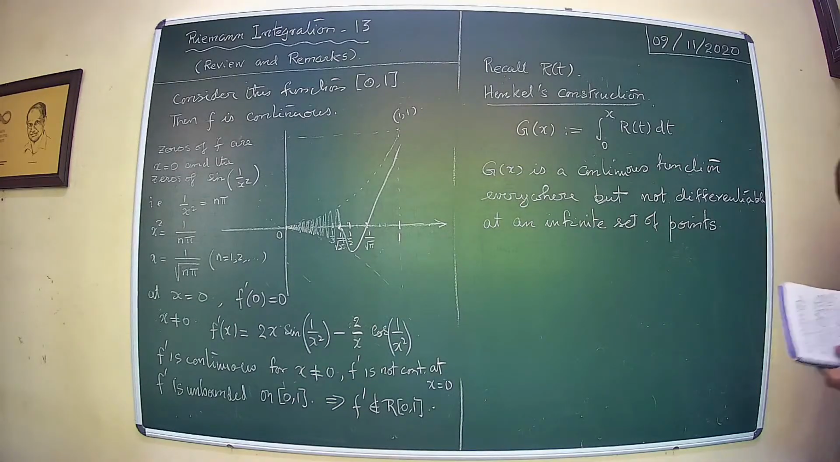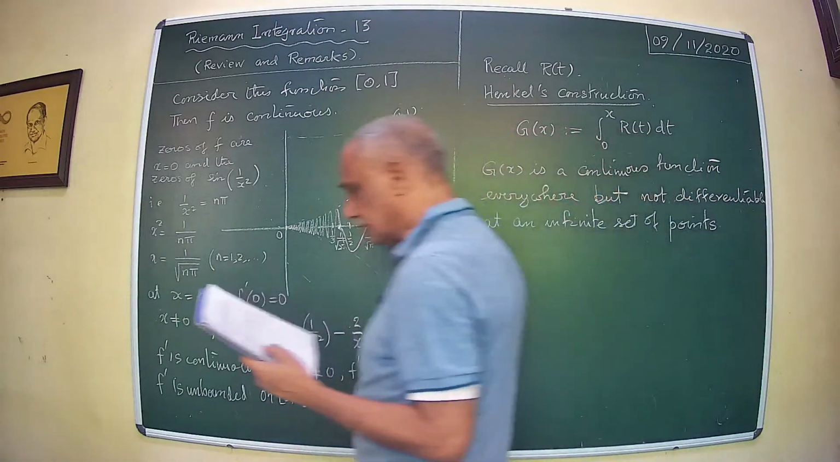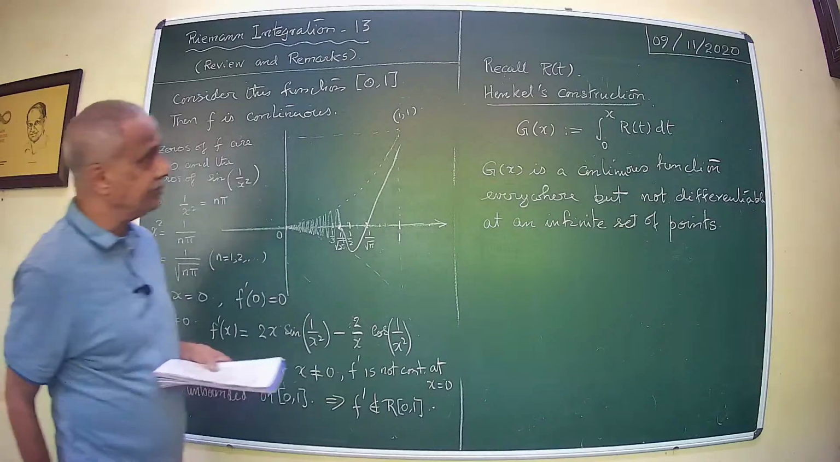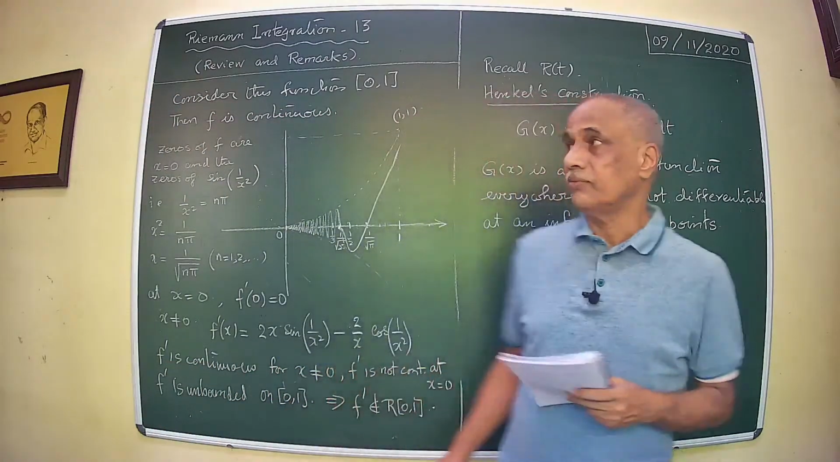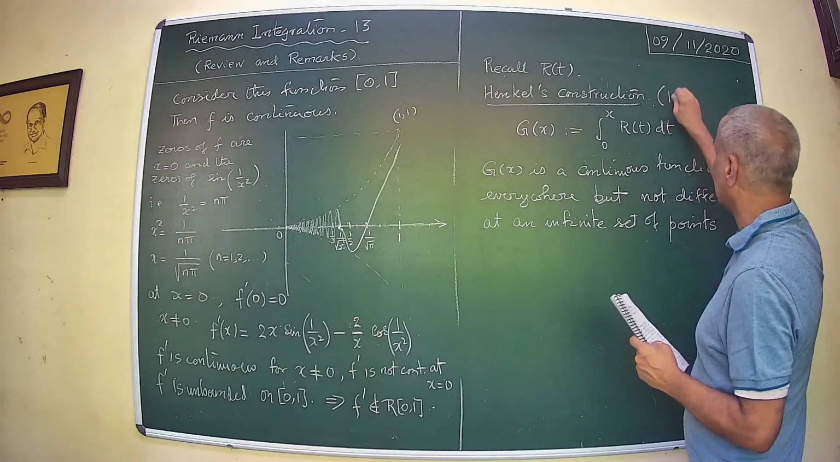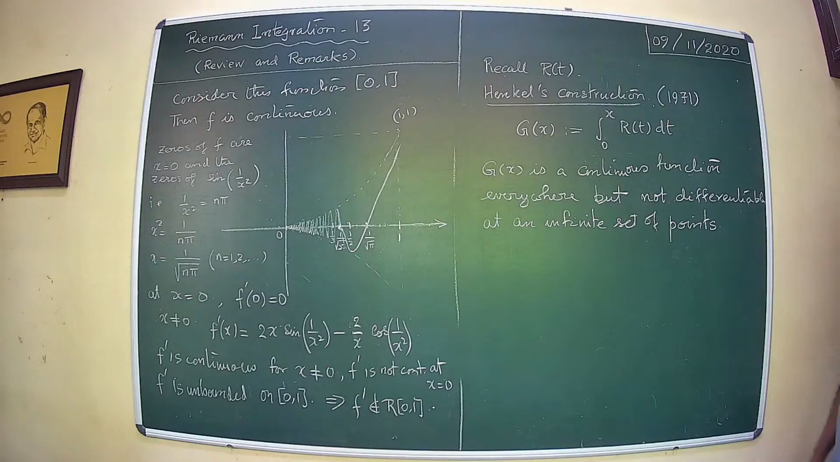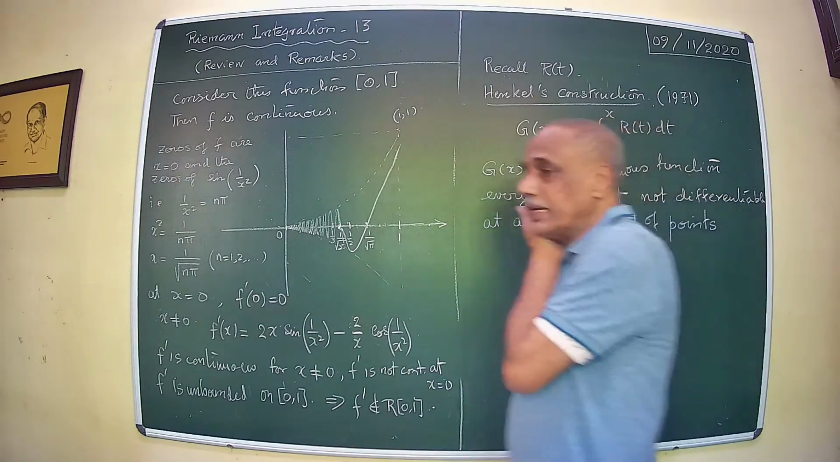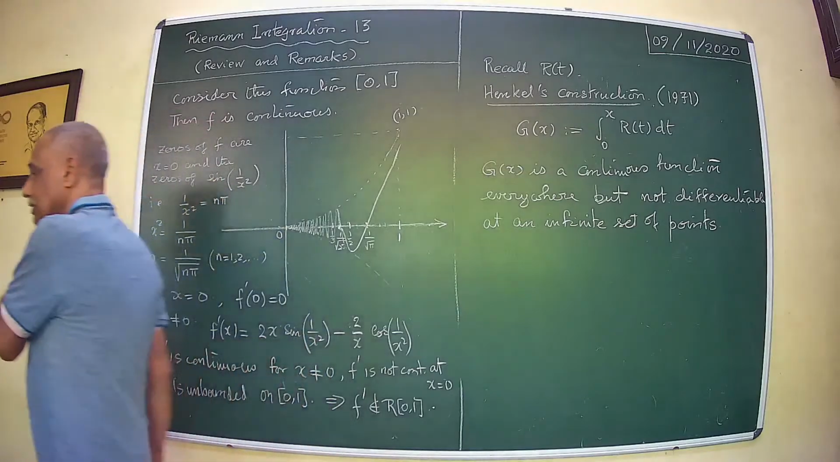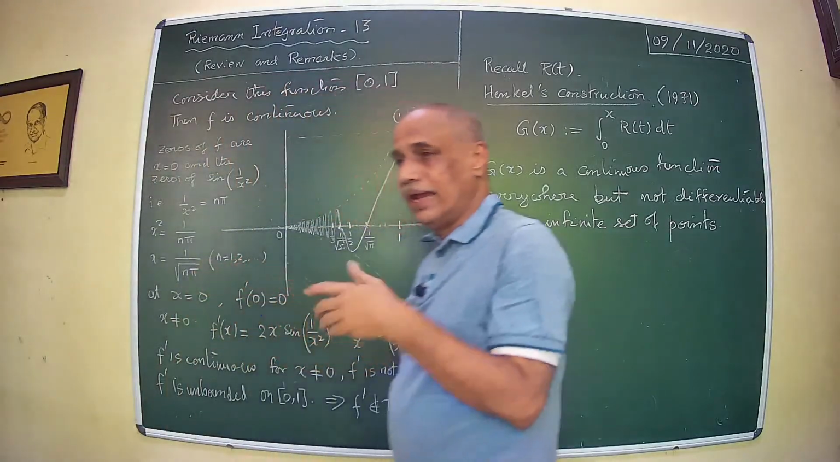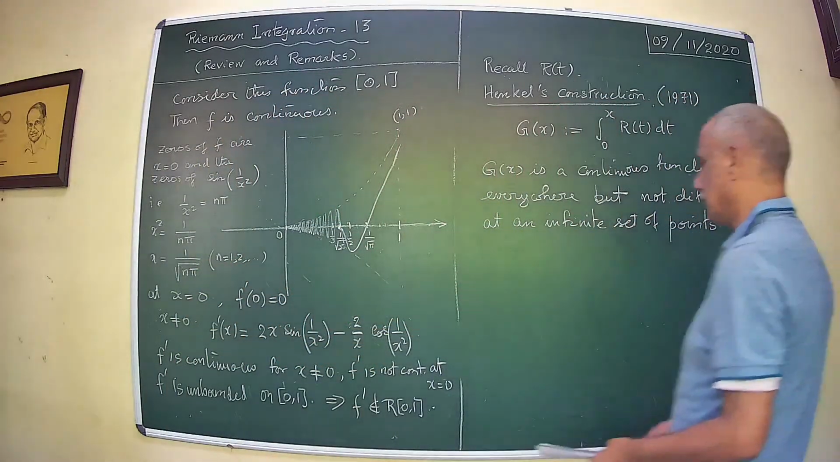In fact, this actually was a startling example at that point of time, because this happened way back when the concept of integration was evolving. So at that time there was a belief that if you take any continuous function, the derivative exists everywhere except at finitely many points.